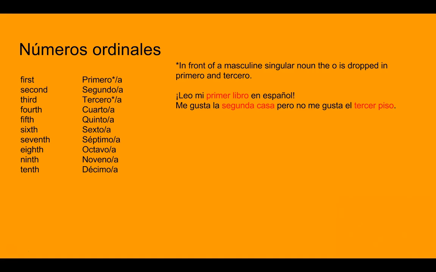Me gusta la segunda casa, pero no me gusta el tercer piso. In this sentence, I like the second house. Casa is feminine, segunda, but I don't like the third floor. We drop the O on tercer because piso is masculine. We do use plural forms, so these can end in an OS or an AS. Nosotros somos los primeros invitados a la fiesta. We are the first guests to arrive at the party. Invitados is masculine and plural, so we can say primeros.